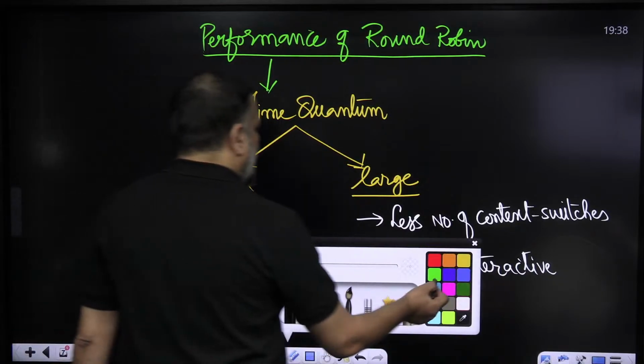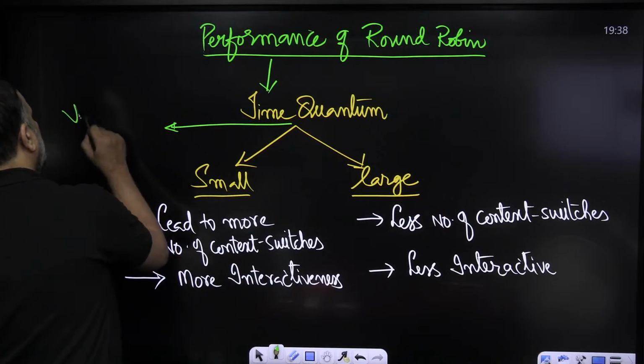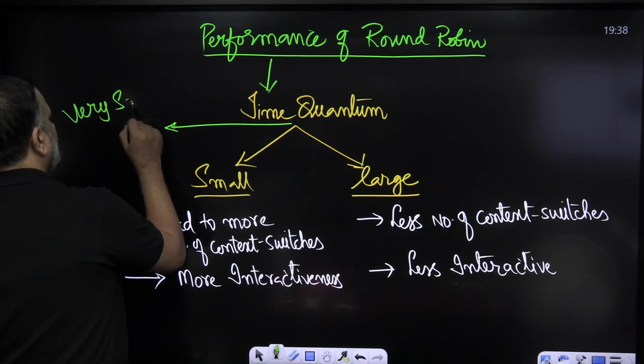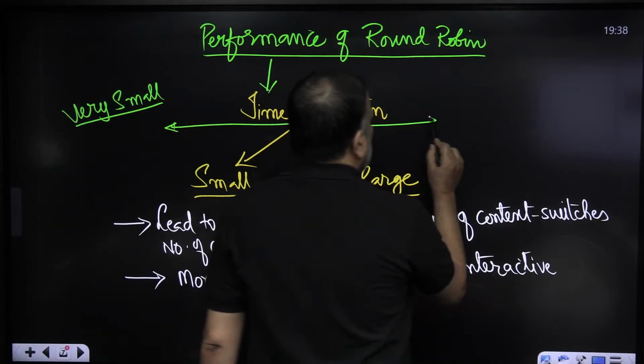इसके contrary आप ये भी बोल सकते हो, what is going to happen when the time quantum becomes very small? बहुत ज़्यादा small value हो. And what happens when the time quantum becomes very large?